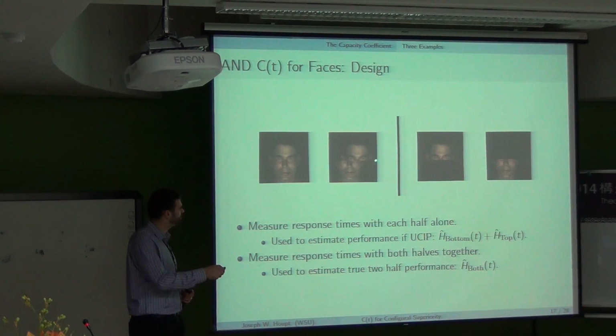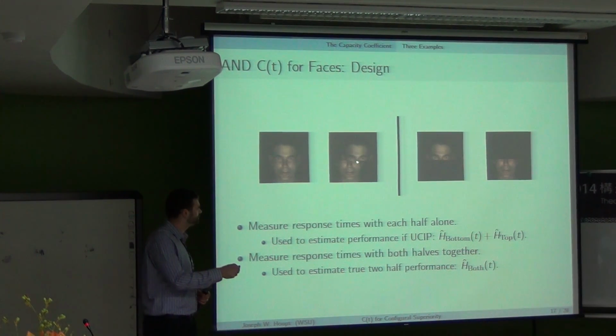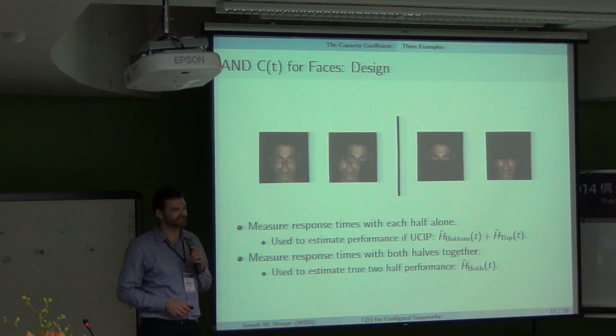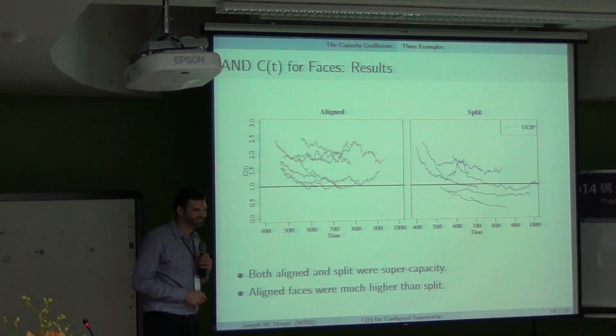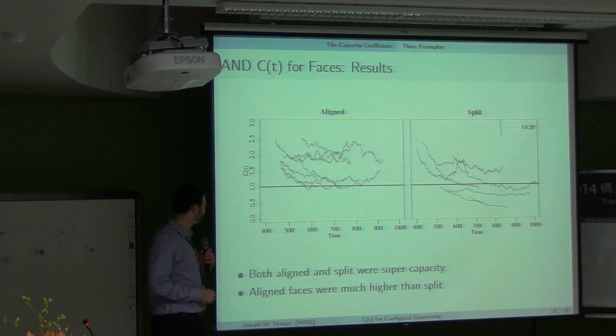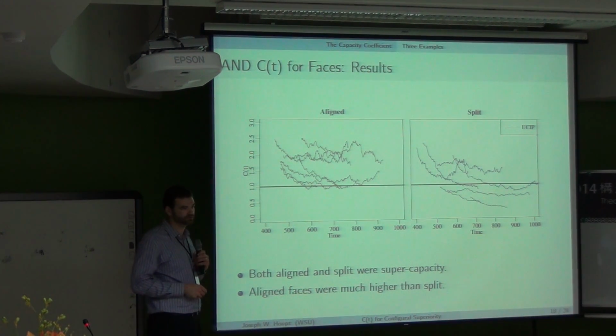And then, well, I don't want to take too many wild stabs at why this might still get super capacity. I'll leave that up to the audience members to come up with their explanation. So the aligned faces were definitely much higher than the split faces when we compared one to another. We did still get that super capacity.